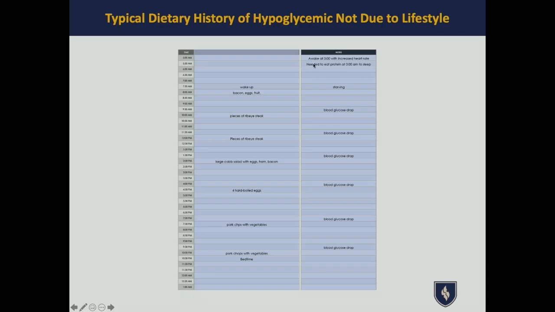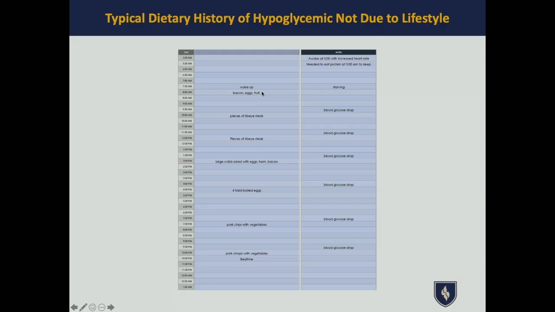In this scenario, a person's saying that they wake up around 3 o'clock with increased heart rate and need to eat protein just to function. So they may wake up in the middle of the night and have to eat protein to go back to sleep. Then their normal wake up time is around 7 o'clock. They wake up starving. They have to eat something substantial. So they have bacon and eggs and maybe some piece of fruit.